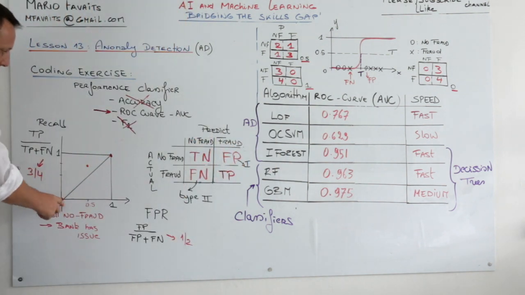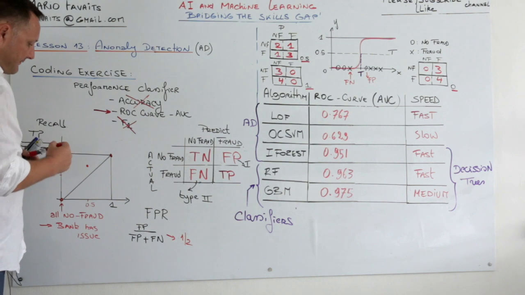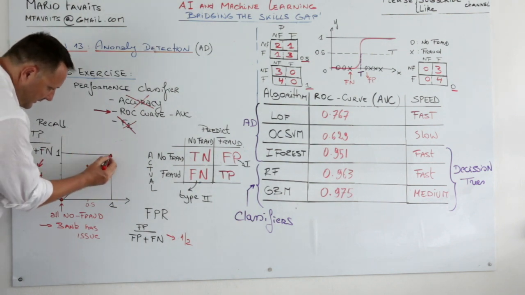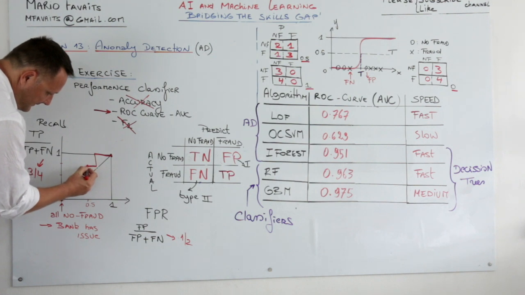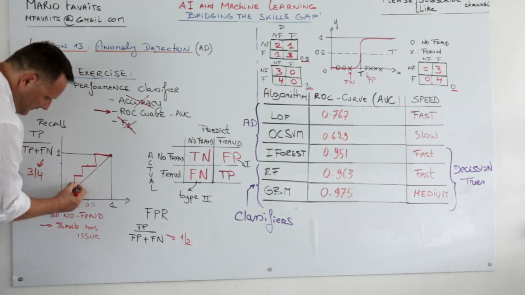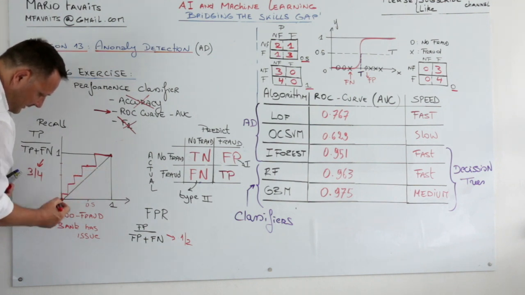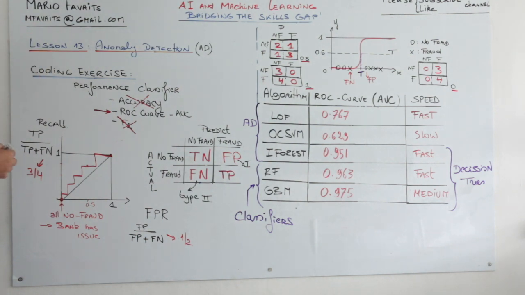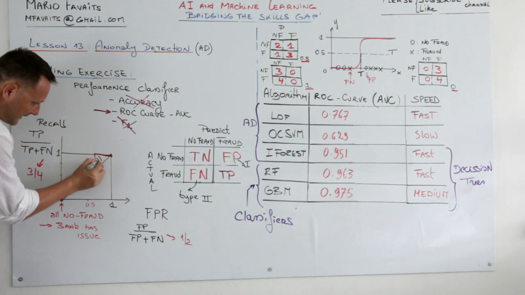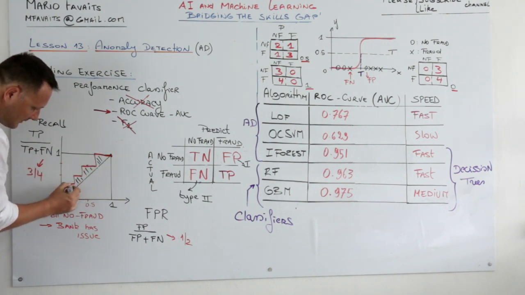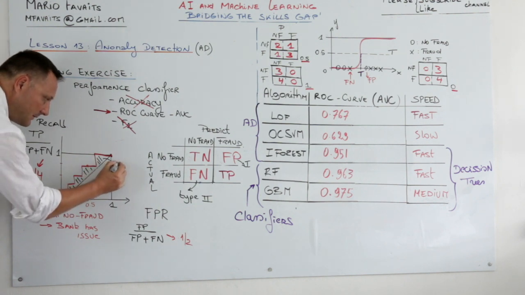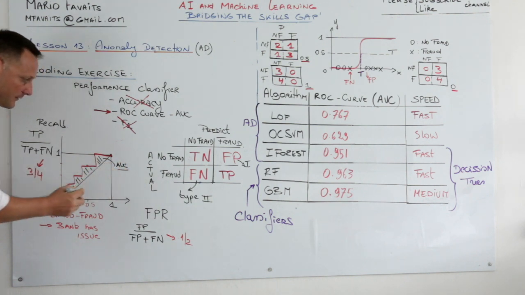So between 0 and 1, you will have some kind of curve. This could be like this. And the area under the curve is basically the area between the red line and this diagonal. So this is going to be your area under the curve.